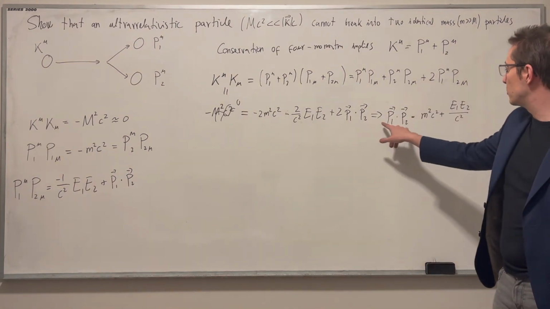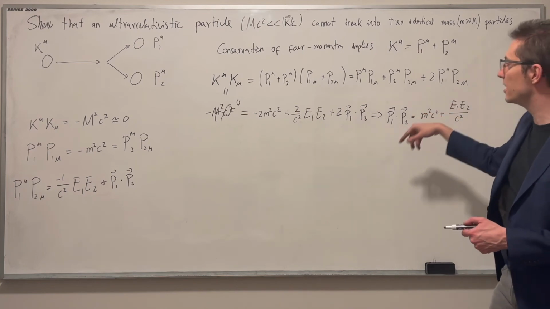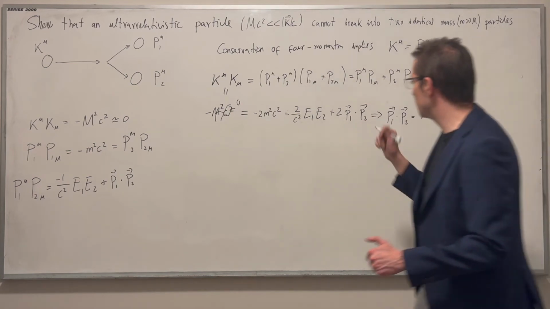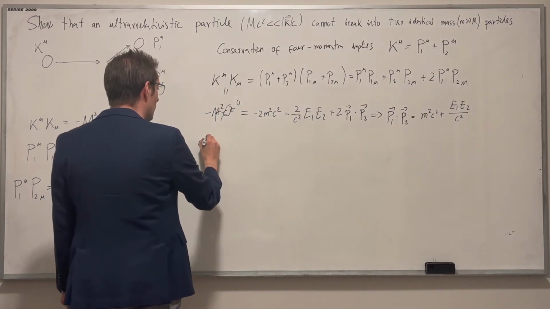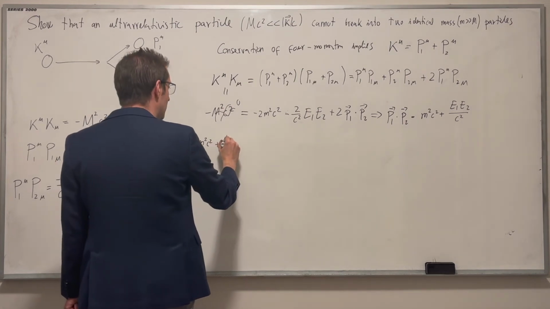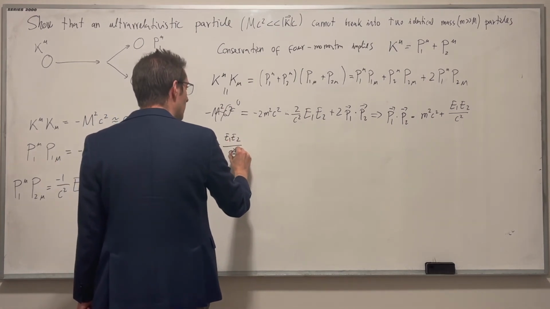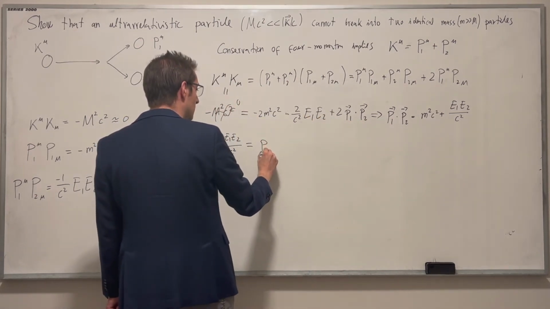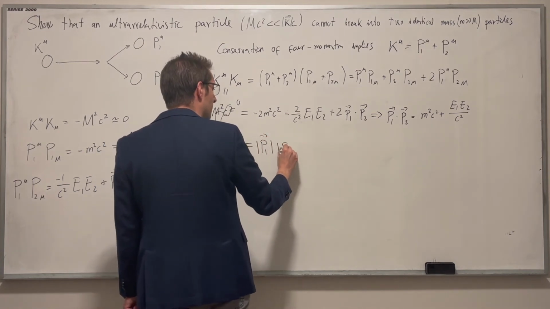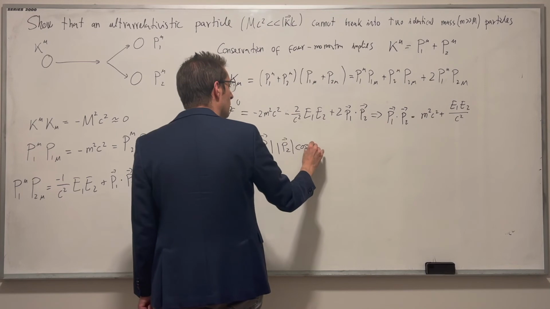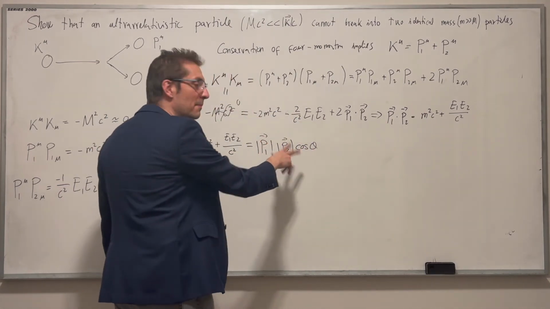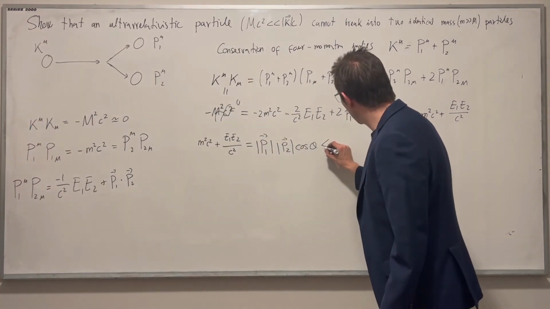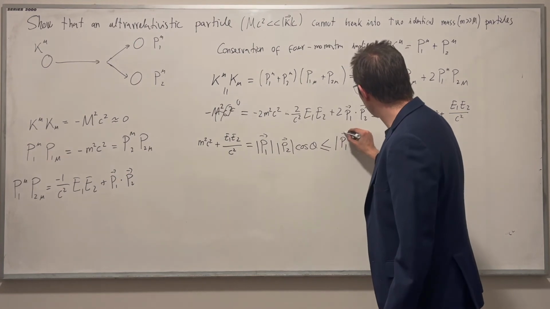So we isolated for P1, P2 and obtained this relationship, because this thing is negligible as compared to that one. And this relationship is very interesting because we get that m squared c squared plus E1 E2 divided by c squared is equal to the dot product of P1, P2. And what is that? Well, that's the modulus of P1, modulus of P2, cosine of the angle, let's call it theta, between the two particles that split off. The nice thing about it is that this is always less or equal than P1 times P2.